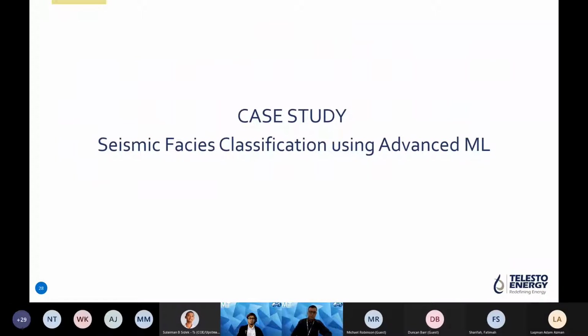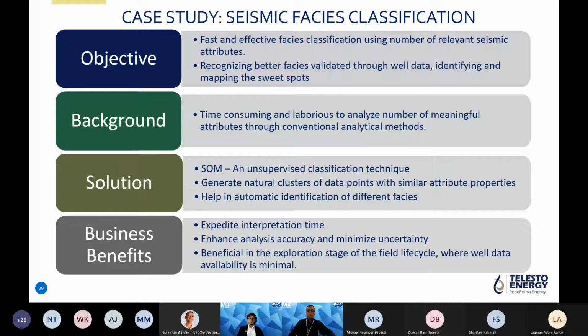The third one is about seismic facies classification using advanced machine learning algorithms. So here we have used SOM and GTM. What it does is a fast and effective facies classification based on a number of relevant seismic attributes. So this is validated using well data, and identifying and mapping of the sweet spot.